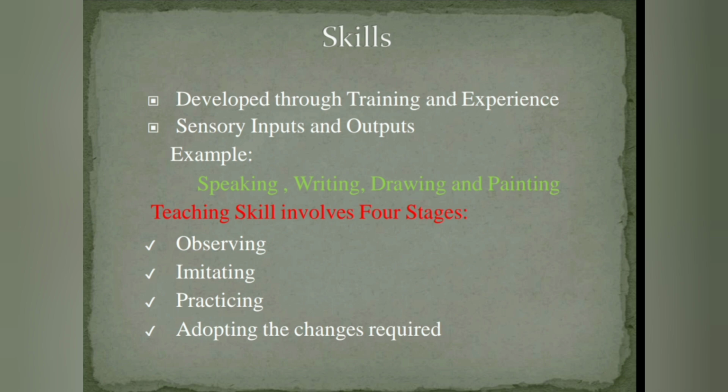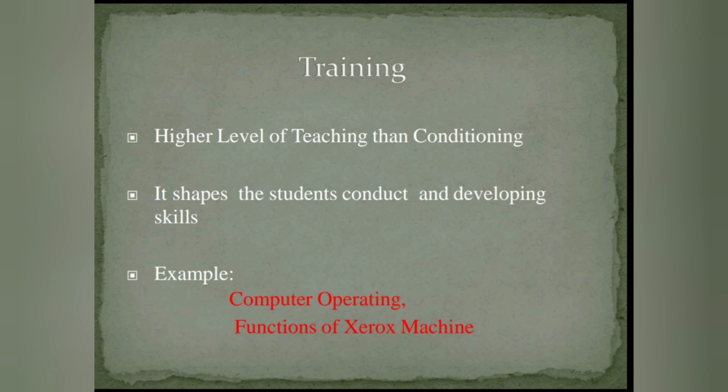So through this, teaching skills involve four stages. The first one is observing, second one is imitating, third one is practicing, fourth one is adopting the changes required. The next comes training. It is a higher level of teaching, then conducting. So it shapes the students' conduct and develops their skills. For example, computer operating or functions of Xerox machines, etc.